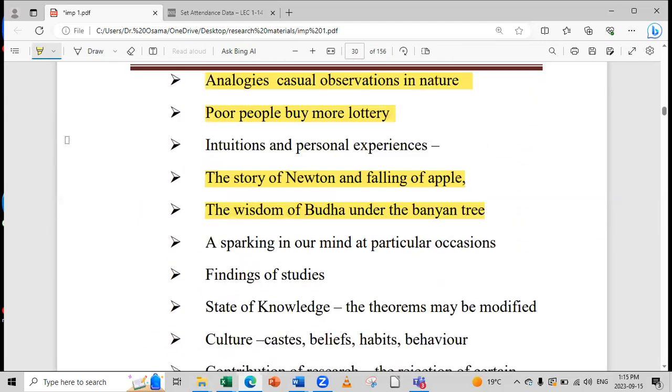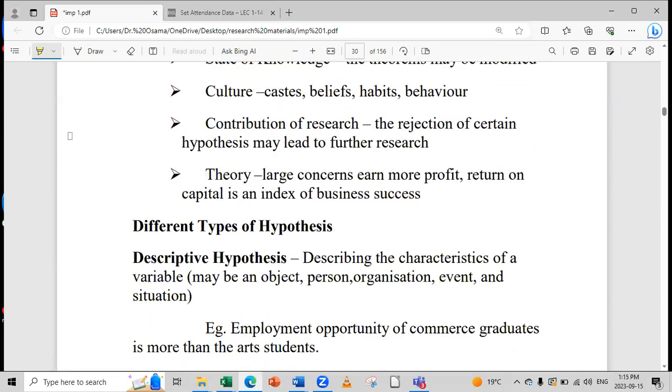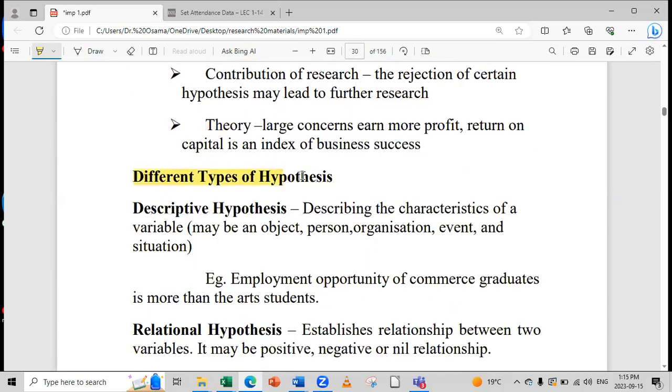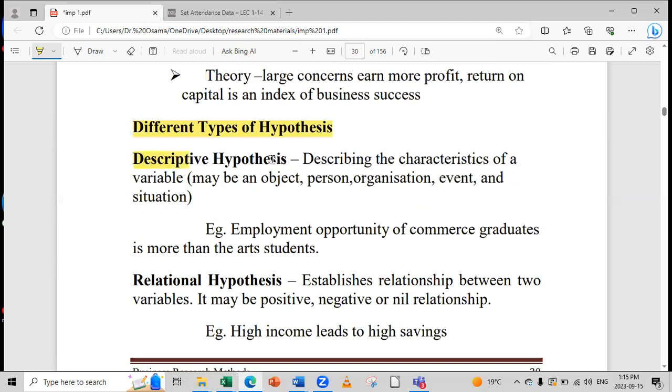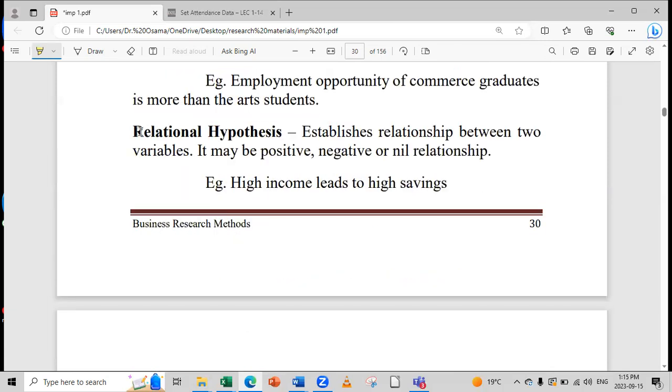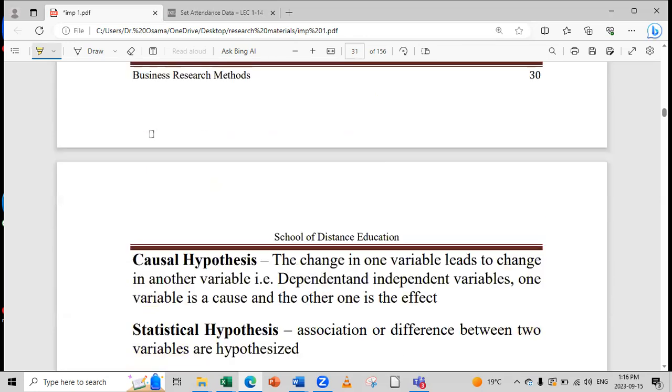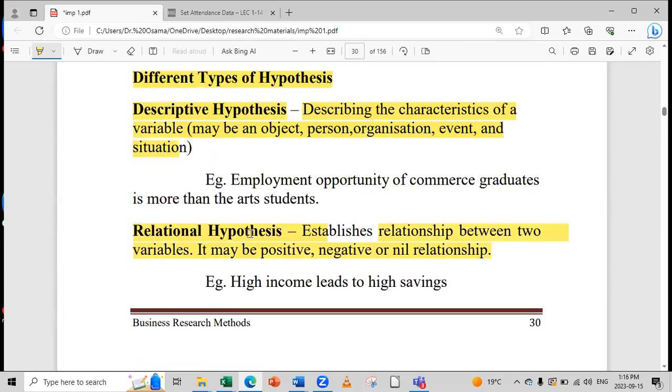We have here now different types of hypotheses. What are the types of hypotheses? We have descriptive hypothesis, those describing the characteristics of the variables, which may be an object, person, organization, event, or situation. We have also a relational hypothesis, which establishes a relationship between two variables. It may be positive, negative, or nil relationship. Actually, in our studies, we care about the relational hypothesis.